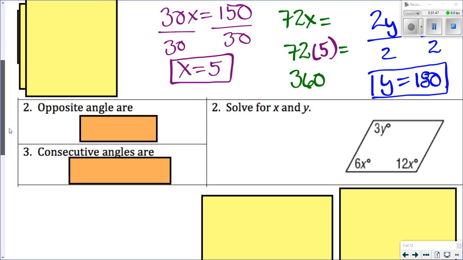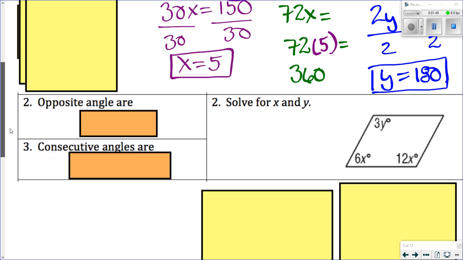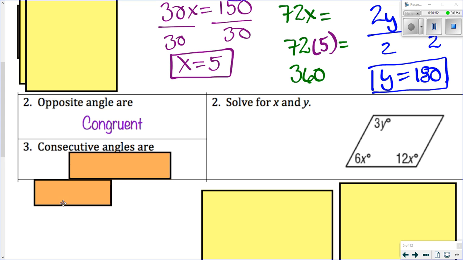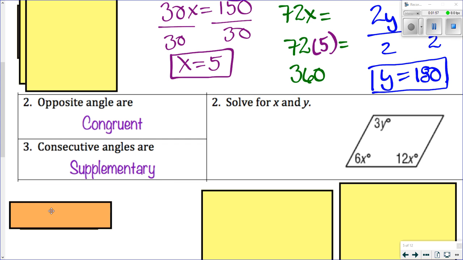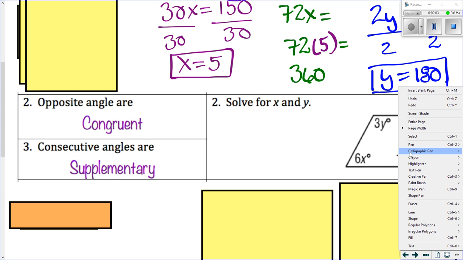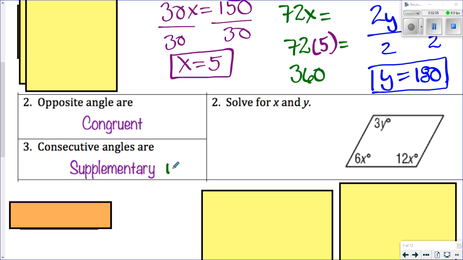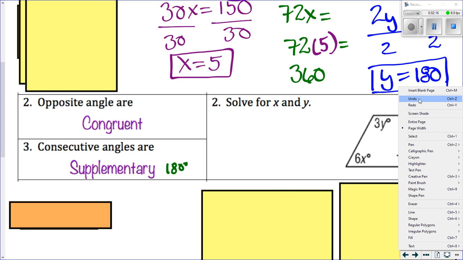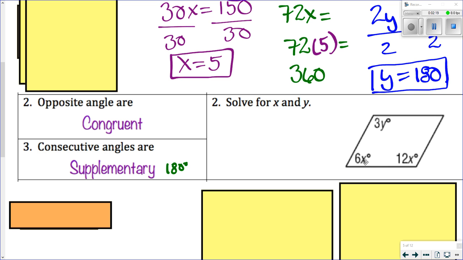Okay. Then the second characteristic and the third: the second says opposite angles are congruent. And then consecutive angles are supplementary. So supplementary means, and I'm going to write it because you already came across it before, it means 180 degrees. So we're going to solve for x and y based on those two characteristics. So we have a quadrilateral and we have 3 out of the 4 angles with measurements that we need to solve for.